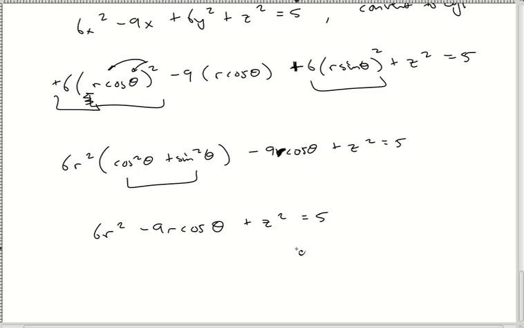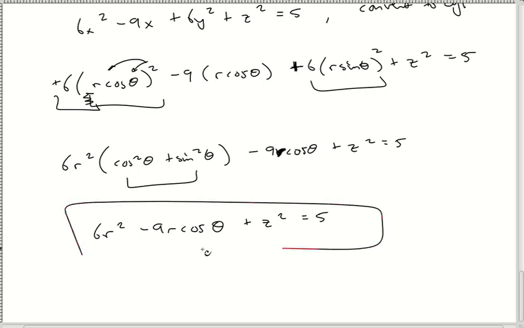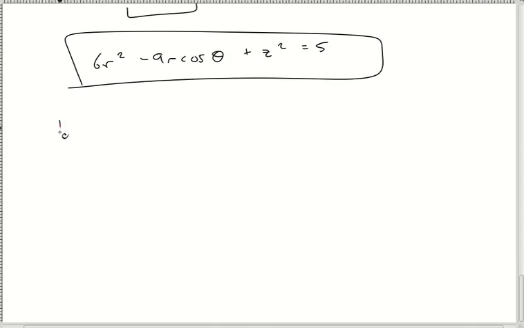And I think they stop here. I think they're done. That was not too bad there. Just converting it so that there's no more x, y's anymore. There's just r's and thetas. That's all they're looking for.